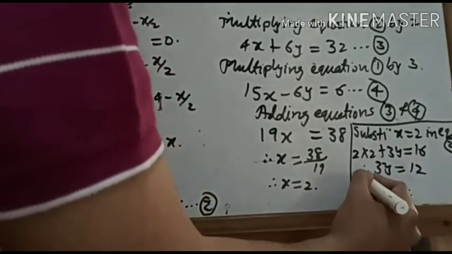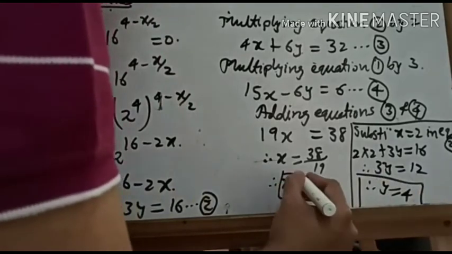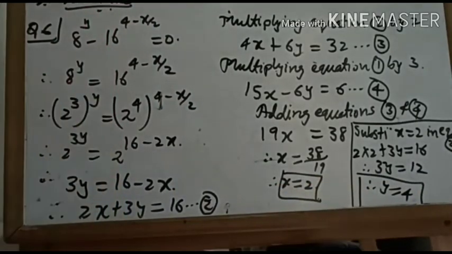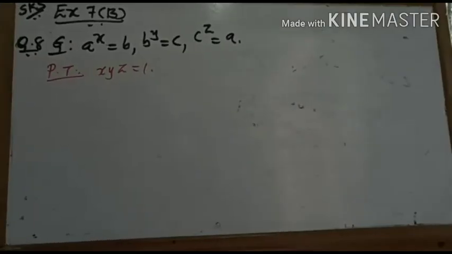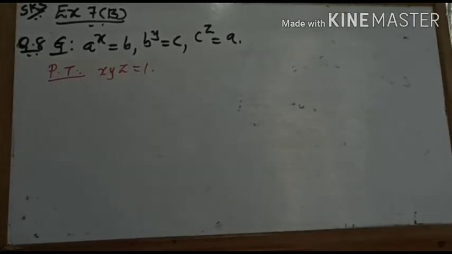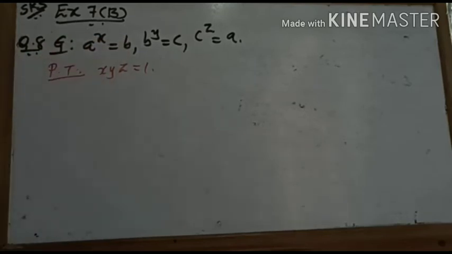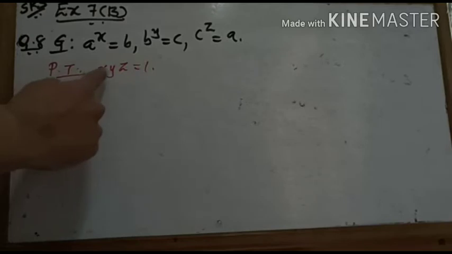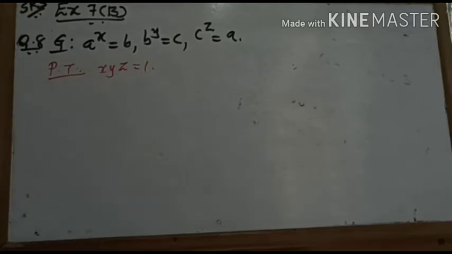So you got two answers. One is y equal to 4 and other is x equal to 2. This is called as solving simultaneous equations. Question number 8, let me tell you, it's a super special question. It's totally different. They are given a raised to x equal to b, b raised to y equal to c, and c raised to z equal to a. And we are supposed to prove that product of x, y, z is equal to 1.